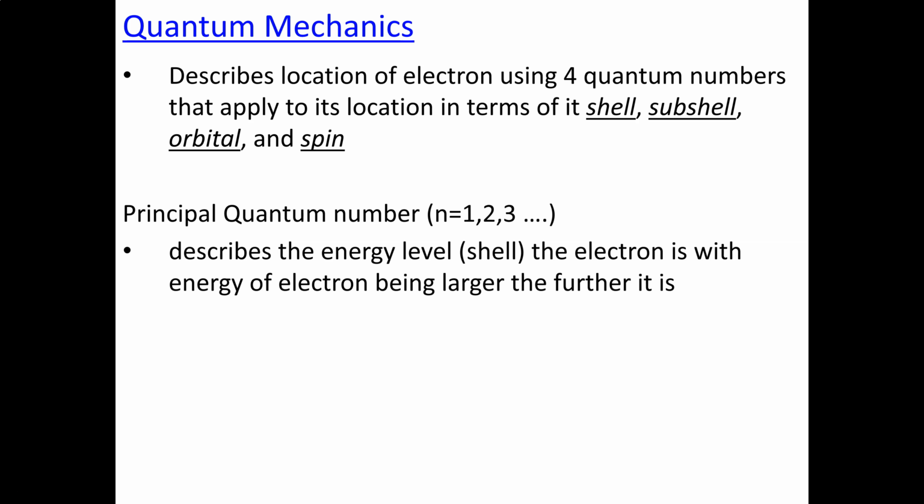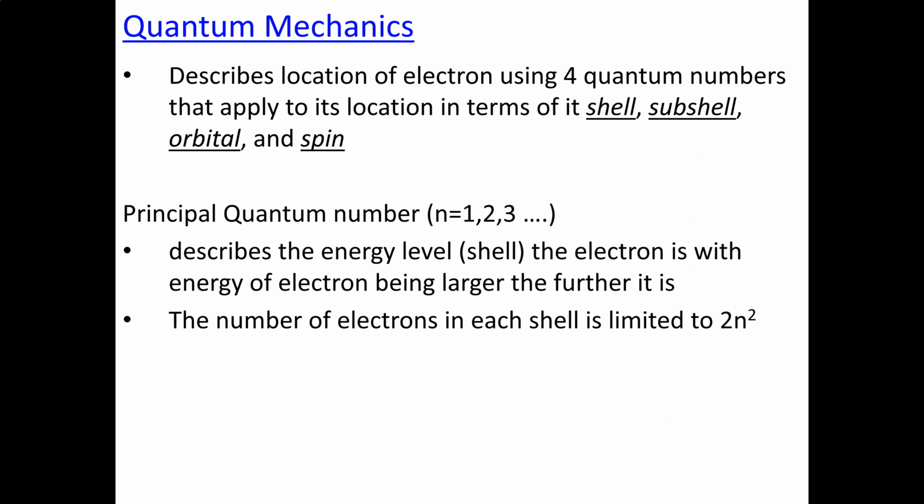So an electron in the 7th shell is going to have more energy than the 6th shell, and the 5th shell, 4th, 3rd, 2nd, 1st. So the lowest energy electron is going to be the one in the 1st shell. That's the way you want to look at it. The further you go up, the more energy the electron has.